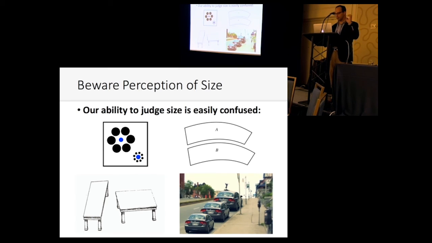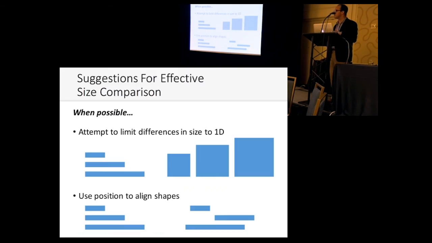All right, so when we're using size to compare things and encode information, a few tips to try and avoid some of those problems. First of all, limit ourselves to smaller numbers of dimensions. We're better at length than area, and better at area than volume. And so we can compare the length of those lines more accurately than the area of the squares. And if we align our shapes so that there's a proper alignment along the left-hand side, we can more easily judge the length of those lines than if they're scattered about.